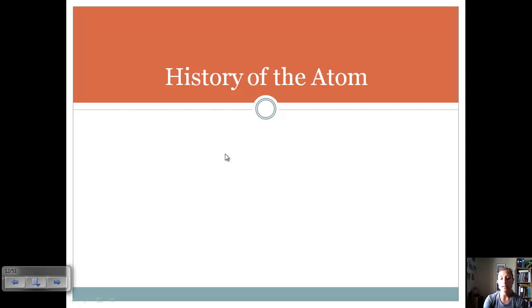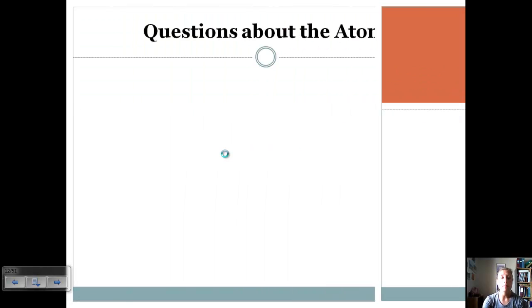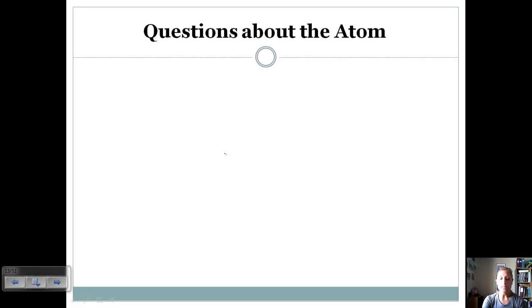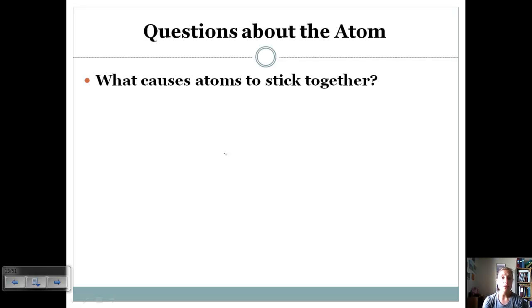So today we're going to discuss the history of the atom, looking at different models and how we came to the current model of the atom. So, a lot of scientists, Dalton and others, had a lot of questions about the atom. We want to know, what causes them to stick together to create these compounds? Is the atom composed of parts?